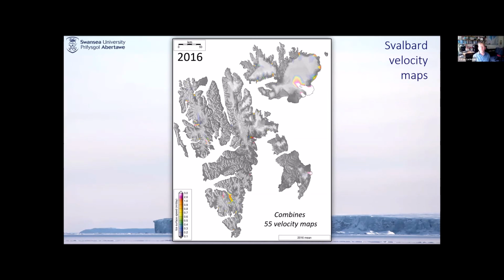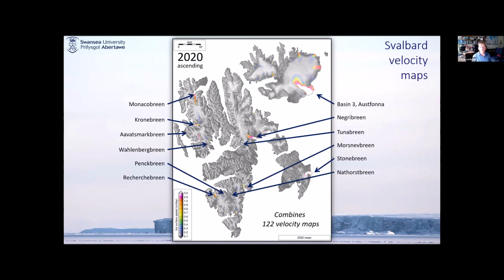In 2016, we had only 55 velocity maps. 2017, we were at 118 because of Sentinel-2, Sentinel-1B. Let's have a look at the changes that are happening here, 2018, 19, and 20. What you can see really, the differences are mostly the surges going on. And these are the surges we've talked about. Tuna Brain over here, which has finished its surge in 2020. Here's Negri Brain and some of the others I've talked about.